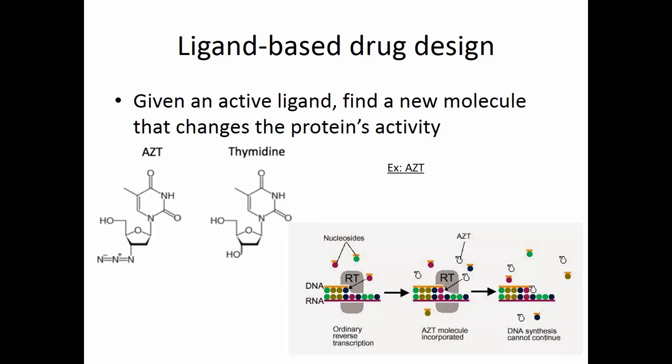Ligand-based, again, you're given a ligand, find a molecule that changes the protein's activity. So we can look at thymidine, which can be incorporated by reverse transcriptase. What can affect reverse transcriptase of retroviruses? How about something like AZT, which has not an OH but an azide group. The AZT molecule comes in, and we can stop DNA synthesis by the retrovirus in that way. If we modeled this off of thymidine, then we've done ligand-based drug design.